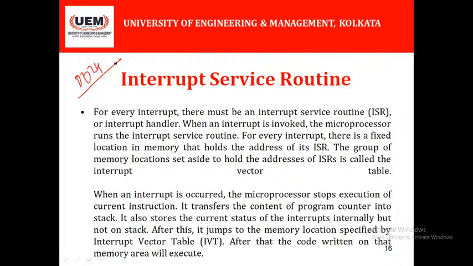When an interrupt occurs, the microprocessor stops the execution of the current instruction. It transfers the content of the program counter into the stack, saving its value there, and it stores the current status of the interrupt internally but not on the stack. After that, it jumps to the memory location specified by the IVT. After that, the code written in that memory area will execute.